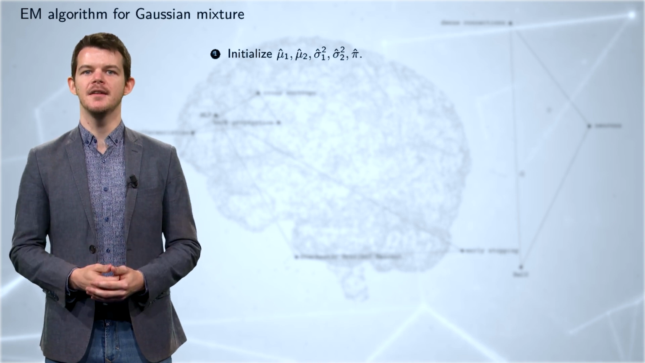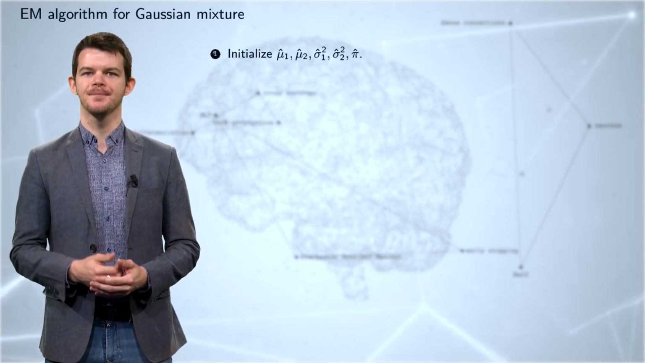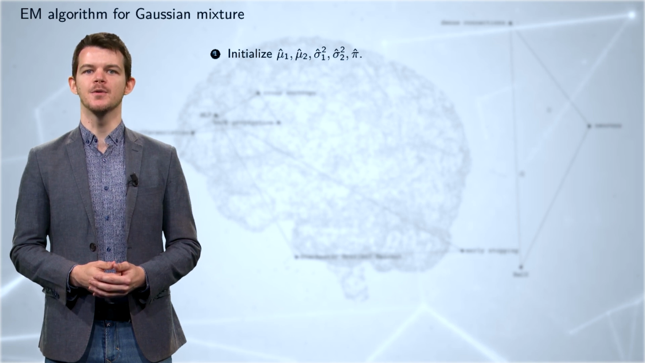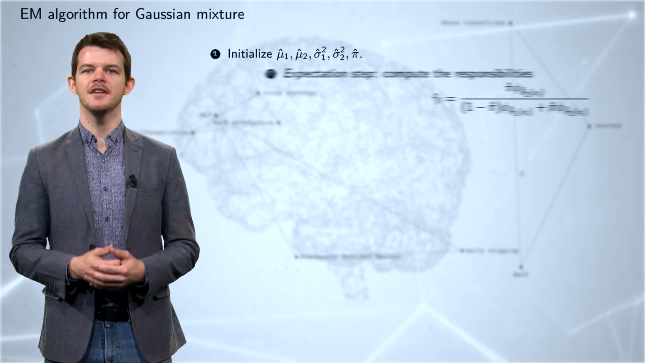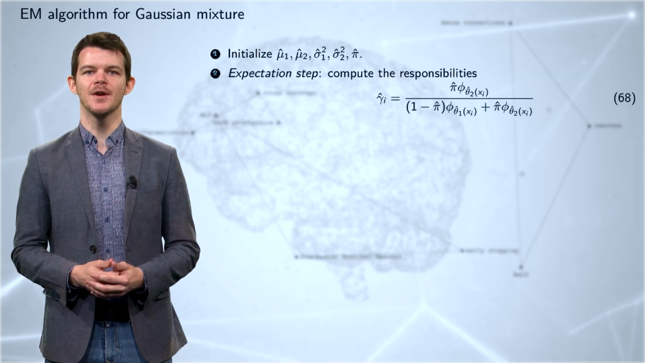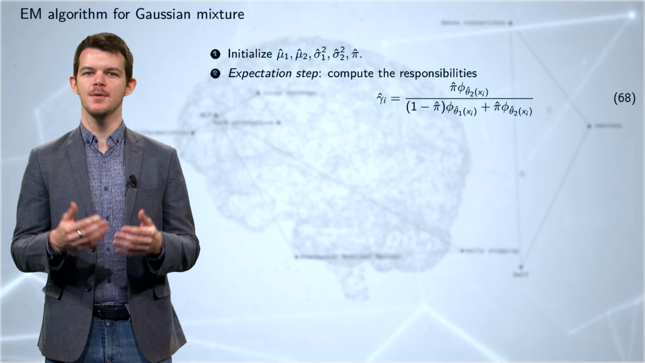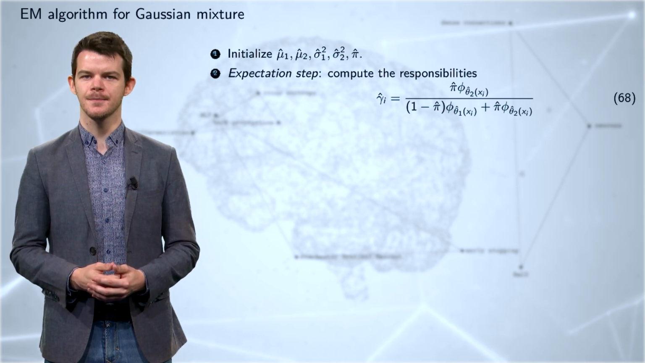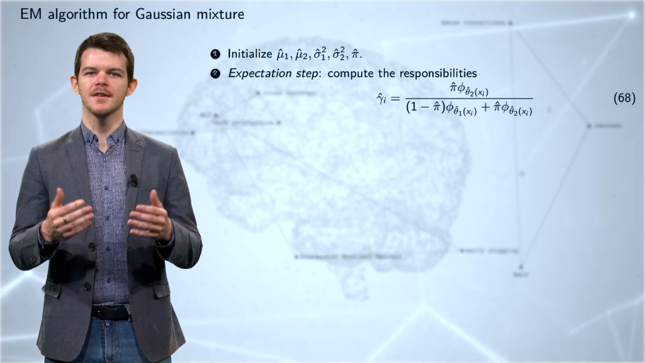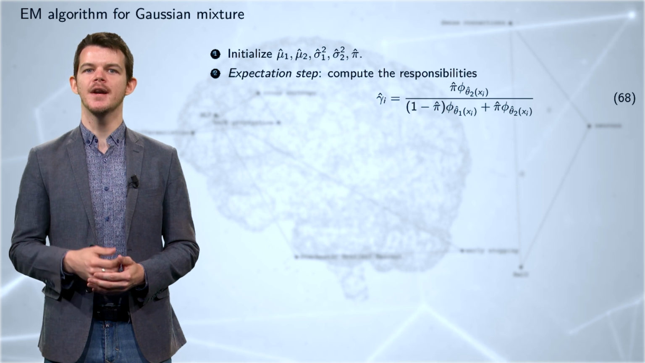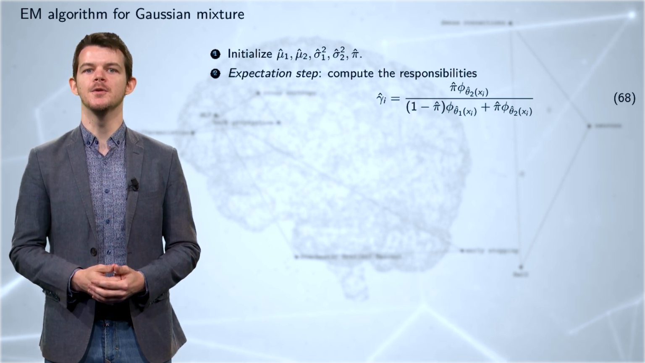Let us write explicitly the EM algorithm for this problem. We first initialize the parameter values θ1 hat, θ2 hat, and pi hat. Then the expectation step consists in computing the gamma I defined in the previous slide as the expectation of delta I given the current parameters and the data set. Indeed, note that gamma I is exactly the probability that the data point xi has been generated via the second Gaussian distribution.